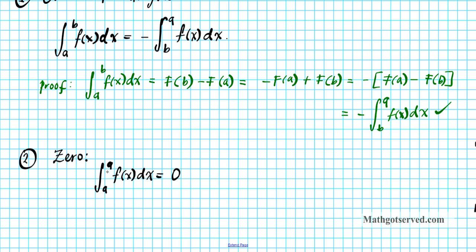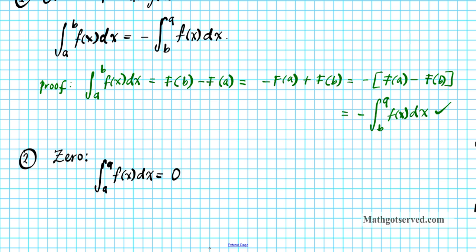Okay, if this is an area, this would be the height of f of x, and the width will be 0 because you're going from a to a. So what is the area of a rectangle or region with 0 width? The area is 0. Okay, so there you go.